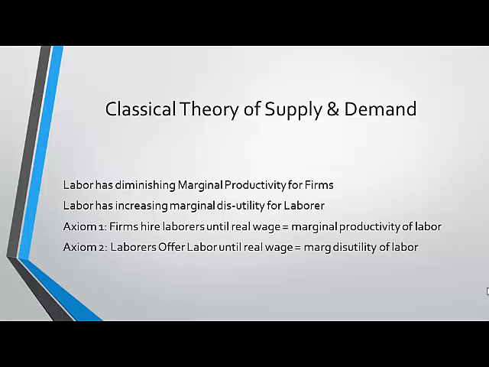So in the classical theory of supply and demand, there are two axioms: that labor has diminishing marginal productivity in firms, so they keep hiring labor until the marginal product becomes equal to the wage, and that's what determines the demand for labor by the firms. And the supply of labor is determined by the laborers, because as they work more and more, they have increasing marginal disutility of labor, and so ultimately they equalize the real wage to the disutility of labor, and so that's where the supply and demand equilibrium arises.